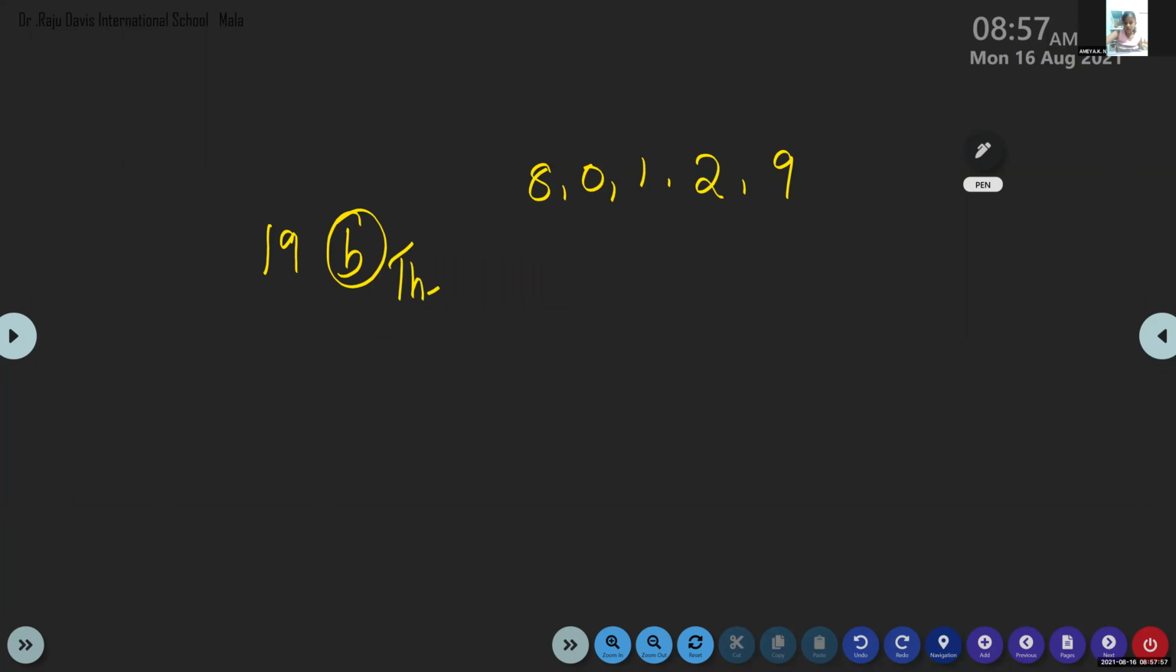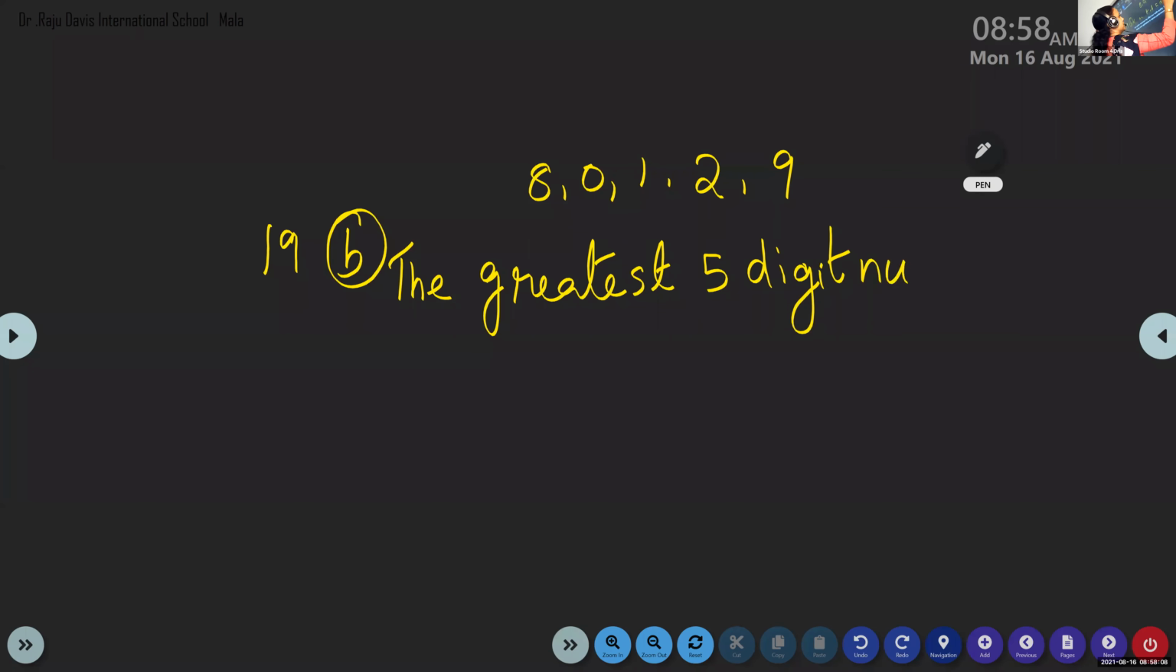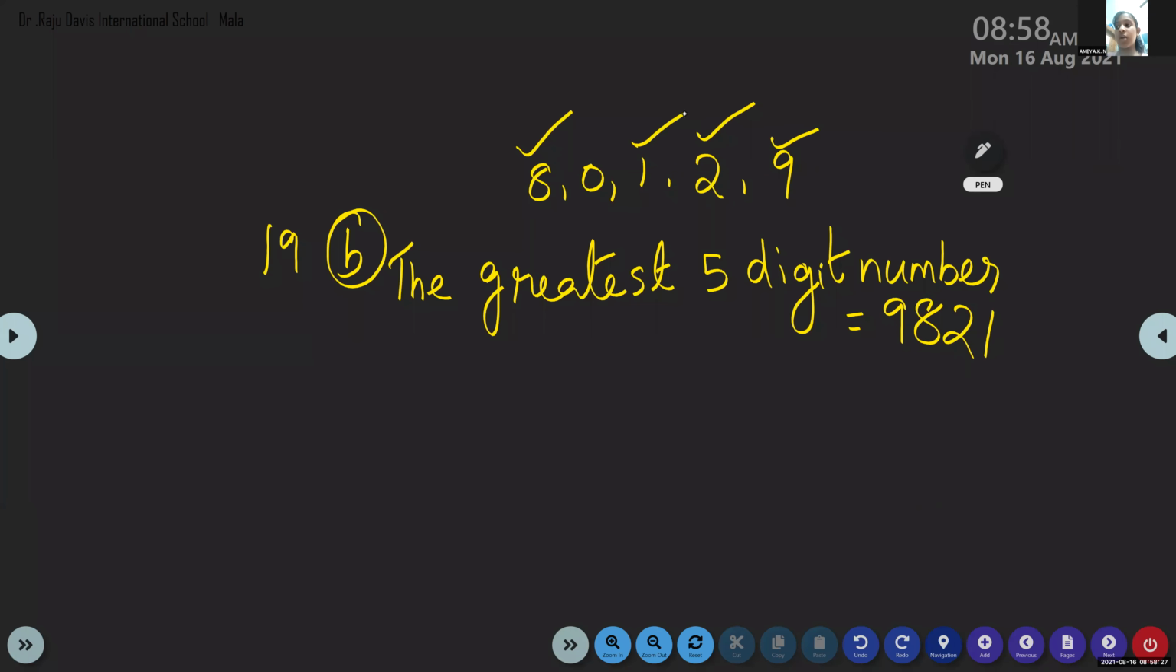Ma'am, 98,000. One minute. The greatest 5-digit number. Give me as digits, 5-digit number. Then we will read the number later. So first we have to write 9. This 9 is the greatest. Then 8, next greatest 8. Then 2. Then 1. Then 0. Okay. How to read this number? 98,210. Yes. 98,210.